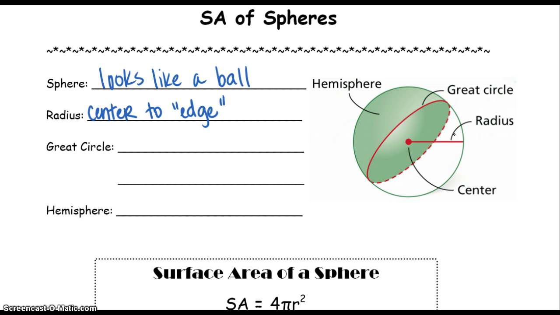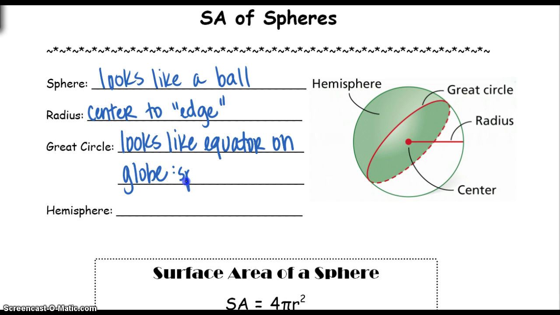The great circle looks like an equator on the globe. So right there's the great circle. It looks like the equator on a globe, and it splits it into two pieces. Now, those two pieces have a specific name.